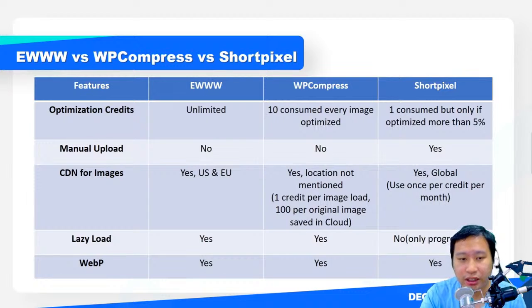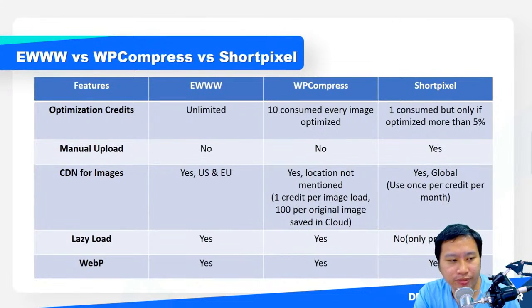So that's something to consider. Next is ShortPixel, right? So ShortPixel only consumes a credit if it's able to compress more than 5% of the image, right? So every time it compresses an image, it eats up 1 credit. Okay. Next is manual upload, right? Manual upload.